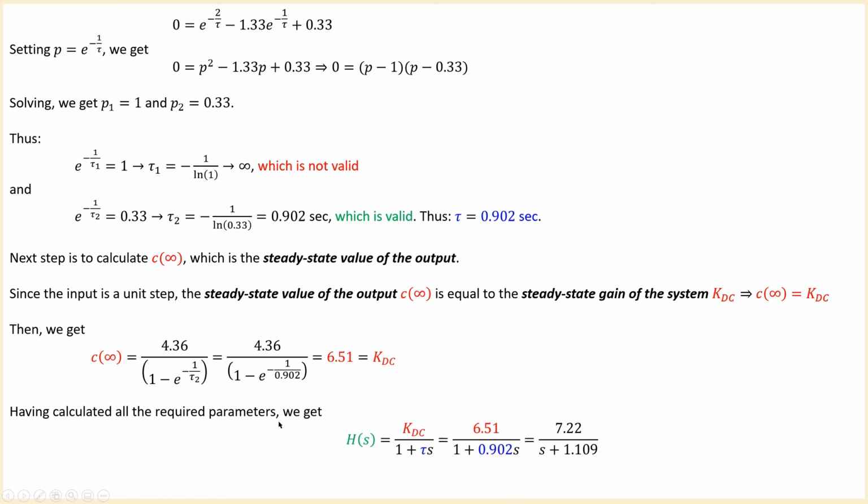Having calculated all the required parameters, I have this. If I just rewrite this, I have this expression, and I can see directly here that the pole is at minus 1.11 approximately. So this is the pole. And of course we will use this to check the performance of our system in the simulation. So let's look at the next step, which is the simulations.